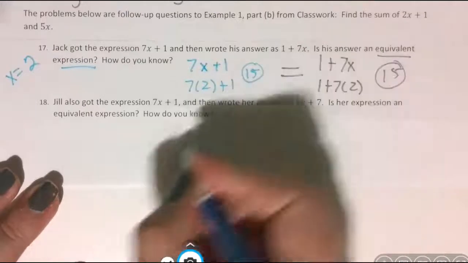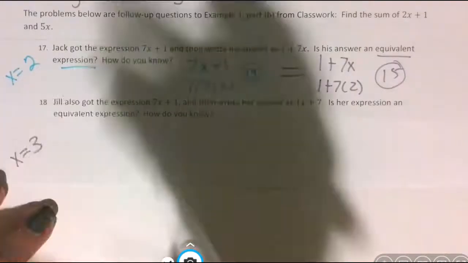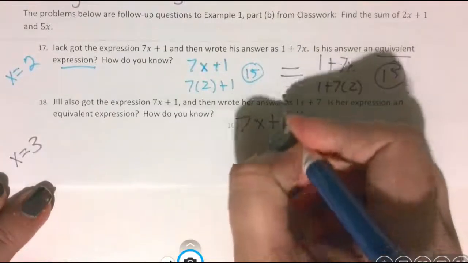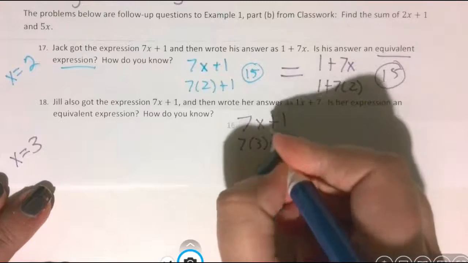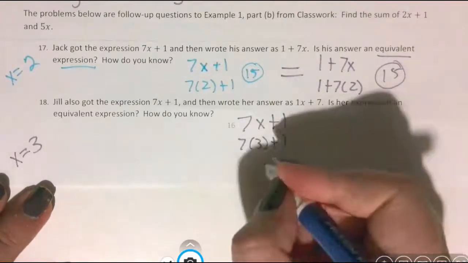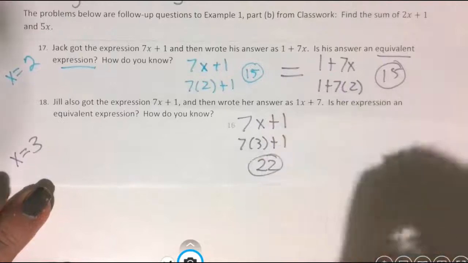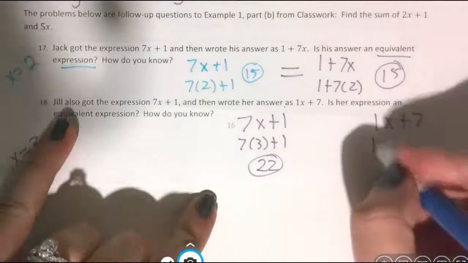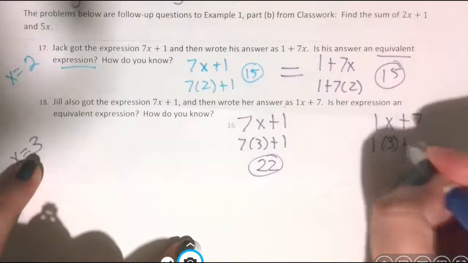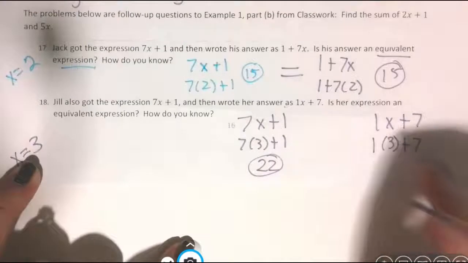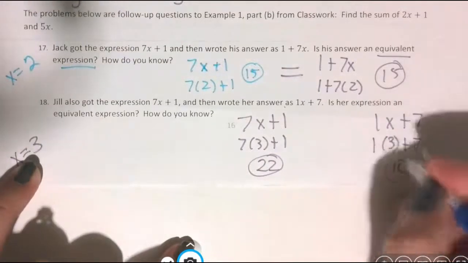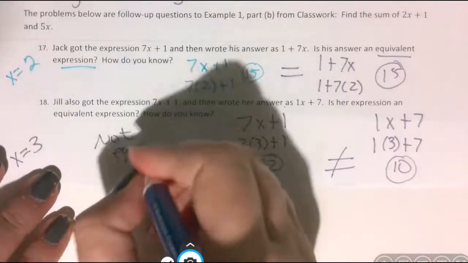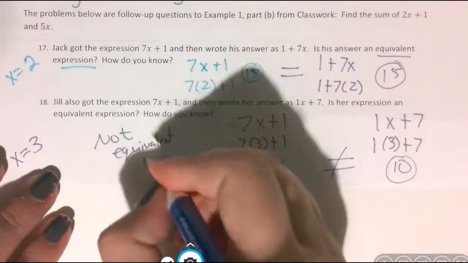Alright, so let's try the next one. We can use x is 3 here. We could have used x is 2. I'm just picking a value. So 7x plus 1, 7 times 3 plus 1. 7 times 3 is 21, plus 1 is 22. And the other one, 1x plus 7, so this is Jill. Substitute the 3. 1 times 3 is 3. 3 plus 7 is 10. So these are not equal, meaning these are not equivalent expressions.